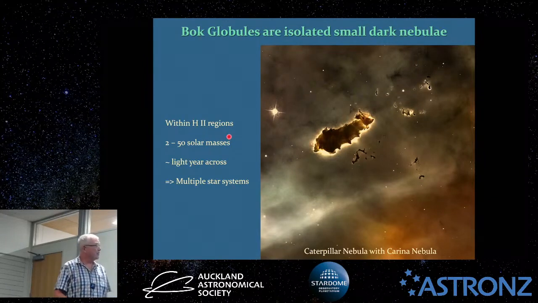These are usually about a light year or so across. This one here is about a light year across. And typically, because they're fairly dense and isolated, they give rise to multiple star systems. Most stars come in 2s and 3s and 4s. Our sun on its own is a bit of an exception.